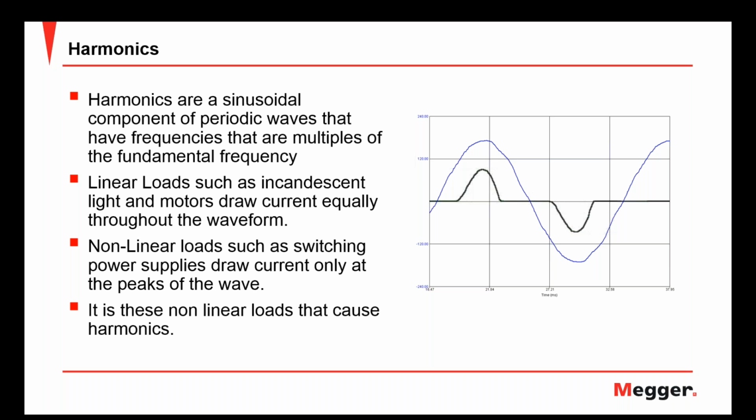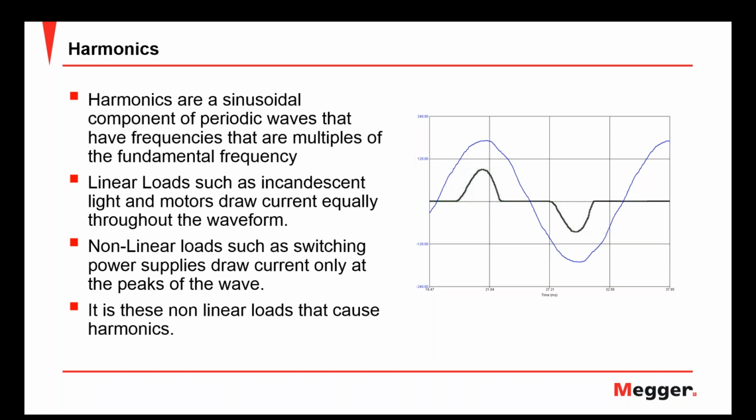Harmonics are a sinusoidal component of the periodic wave that are multiples of that periodic wave. So my first harmonic, my first order harmonic, is my fundamental. So it's 60 hertz. My first order harmonic is 60 hertz. My second order harmonic is 120 hertz. My third is 180 hertz. So they're always multiples of that fundamental.